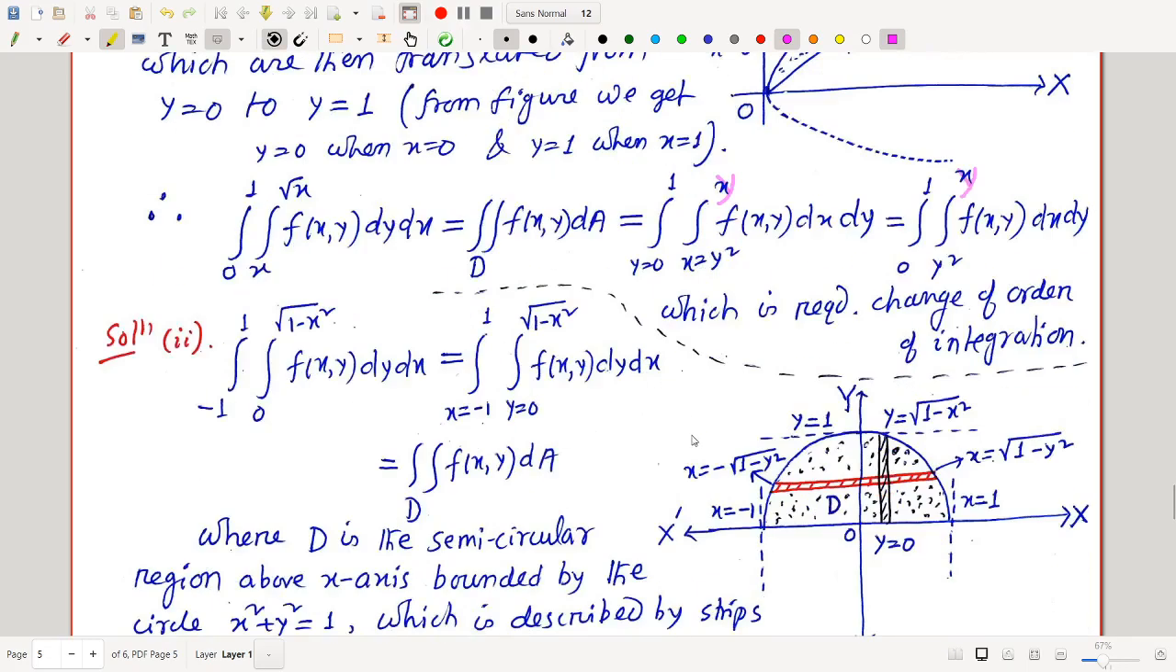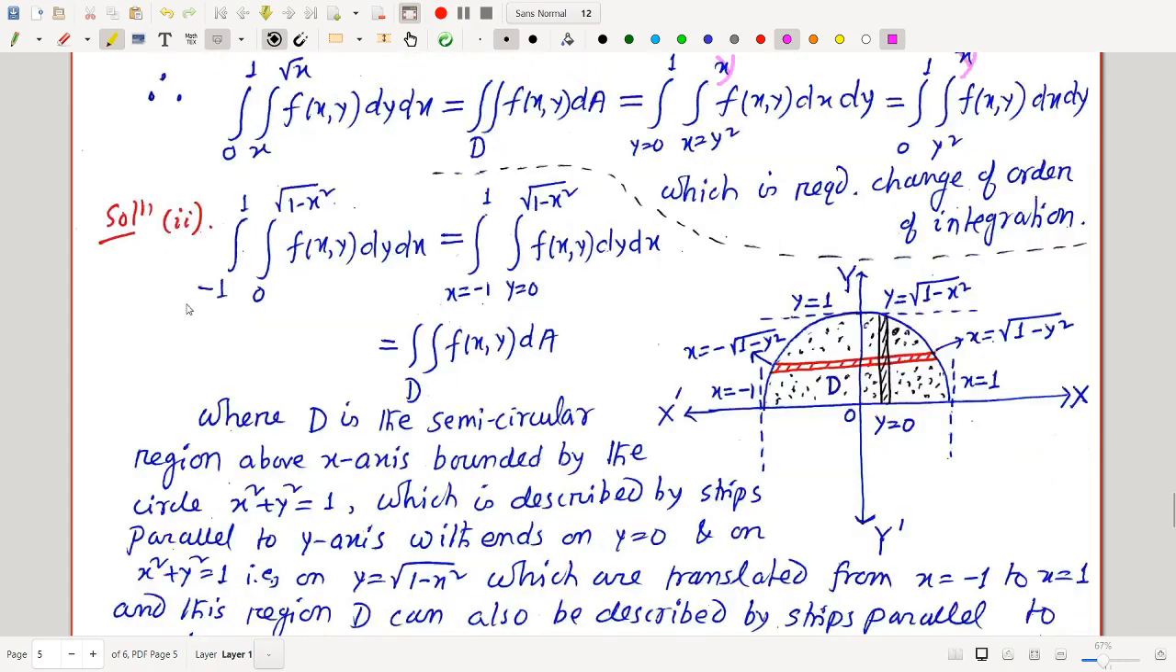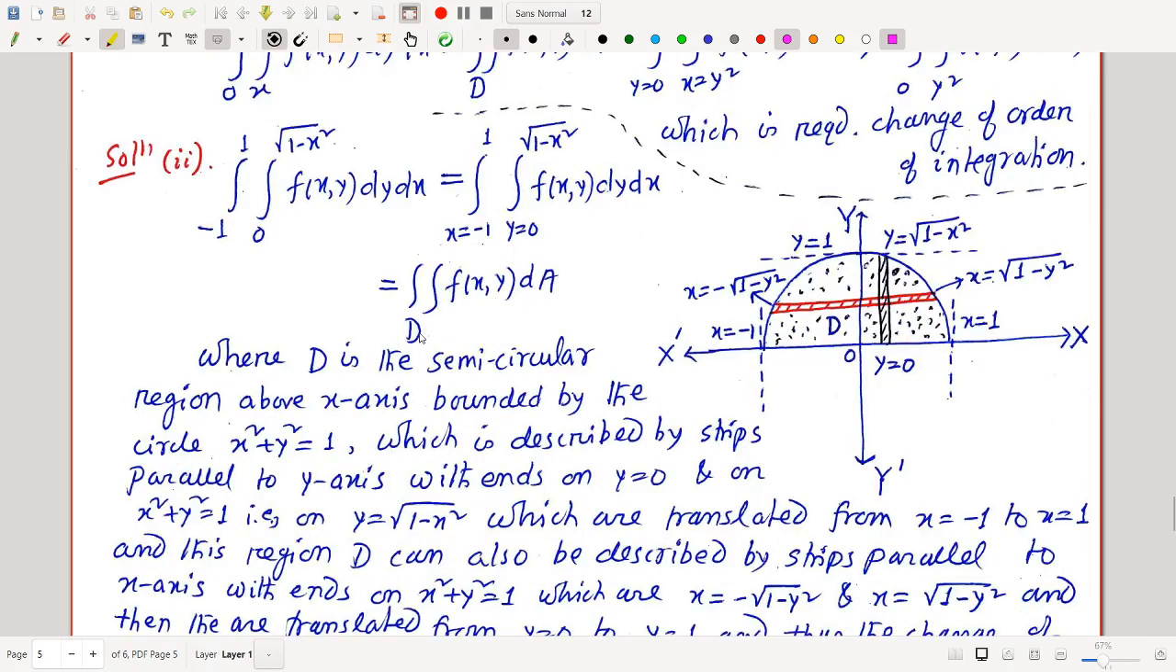Okay. Number 2 is this: minus 1 to 1, 0 to root over 1 minus x square, f of xy dy dx, which means we have to integrate with respect to y first as given. So we have written y equal to 0 to y equal to root over 1 minus x square, and minus 1 to 1 means x equal to minus 1 to 1, dy dx. That repeated integral we can write as the double integral of f of xy dA over the region D.